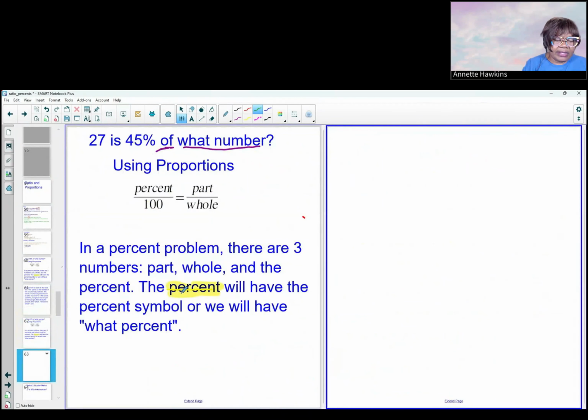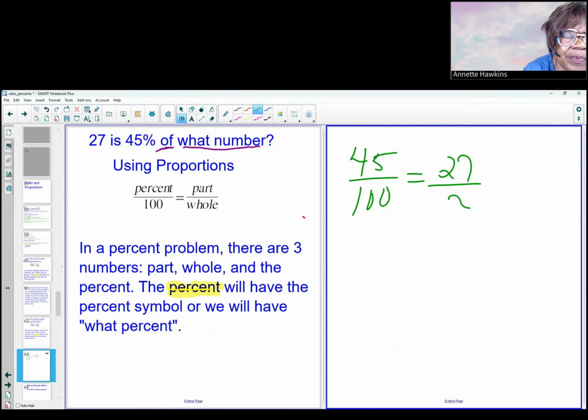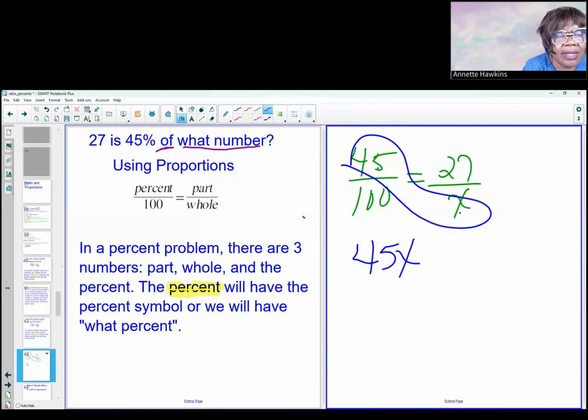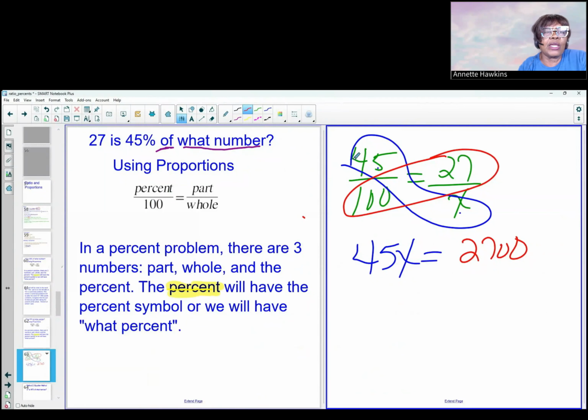All right, so let's work this out. I take my percent, I put it over 100, equals. The part is 27 because it's to the left of is, and the whole is after of. Of what number? I don't know, so I put a letter, okay? Then I use the fact that the product of the extremes, 45 times x, is equal to the product of the means, 2,700. So when I do that, I get an equation.